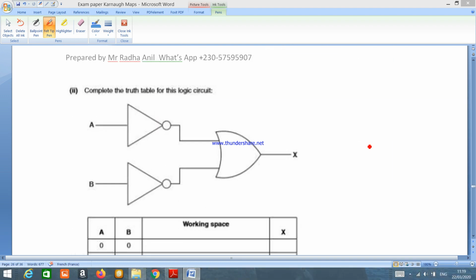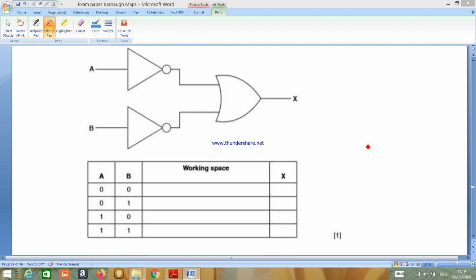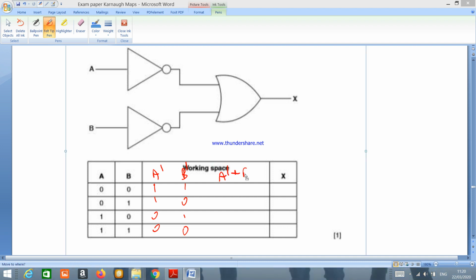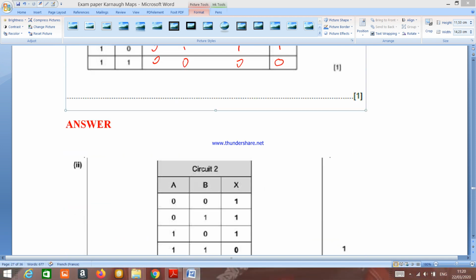Now we go for another question. Now for this one, you have to work it out. A dash 1 1 0 0, and then B dash 1 0 1 0. Then you have to add them: A dash plus B dash. So 1 1 1 0. So 1 1 1 and 0. Let's check it. So that's right.